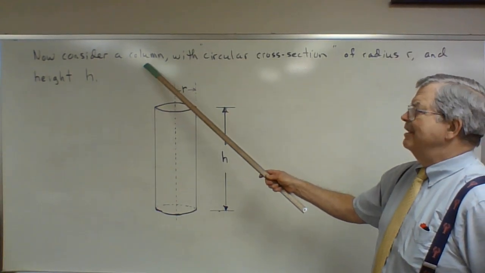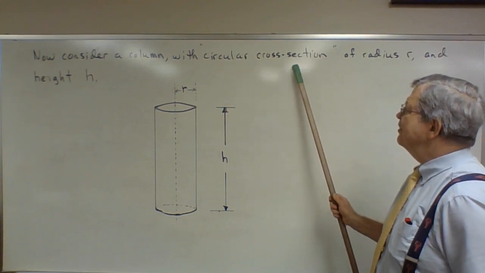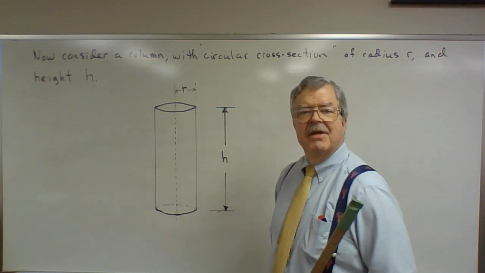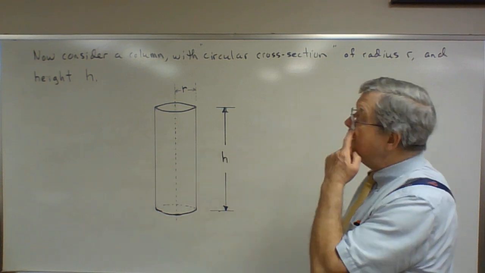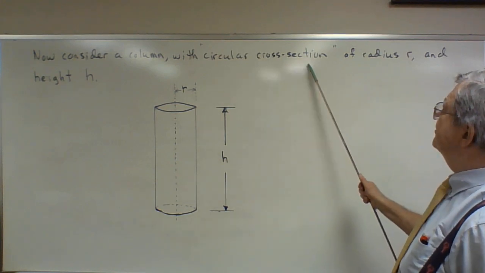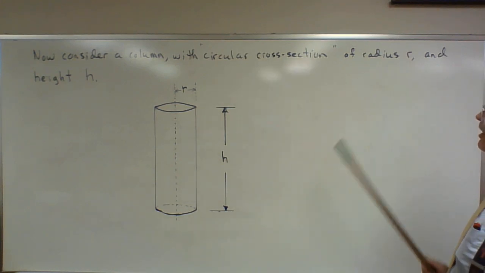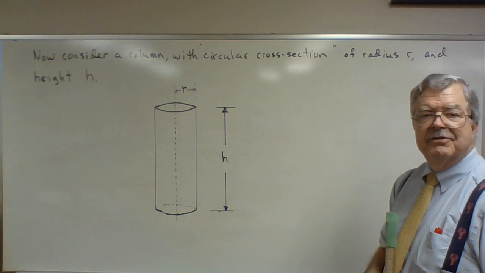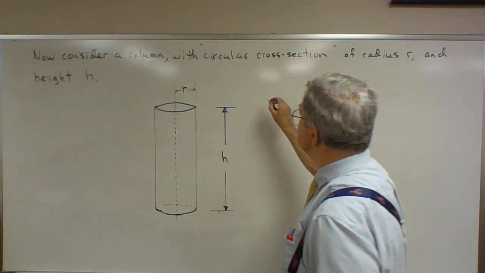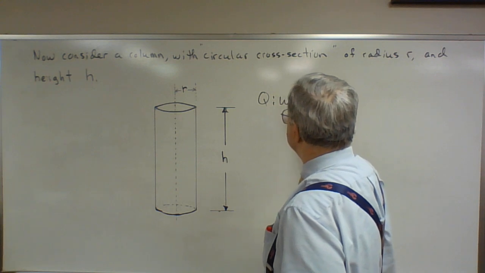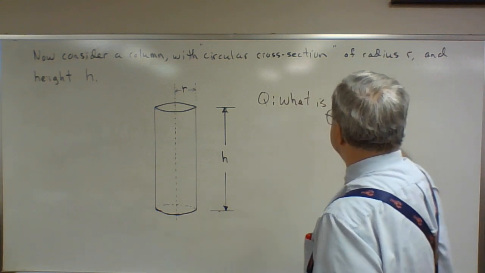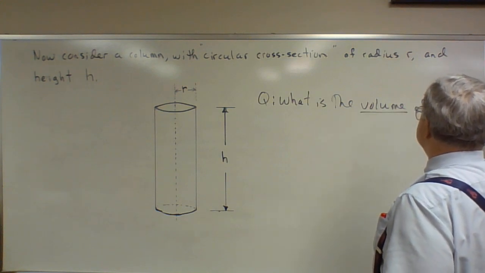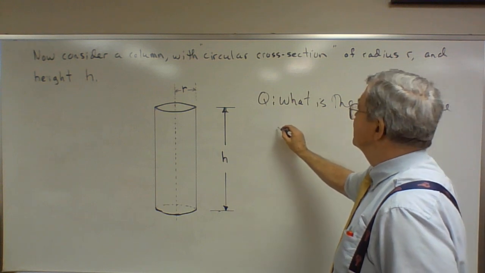Now let's consider a column with circular cross section. If we cut across parallel to the ground, the cross section is a circle. So we have a column with circular cross section of radius r and height h. Here's the $64,000 question. What is the volume of the column?